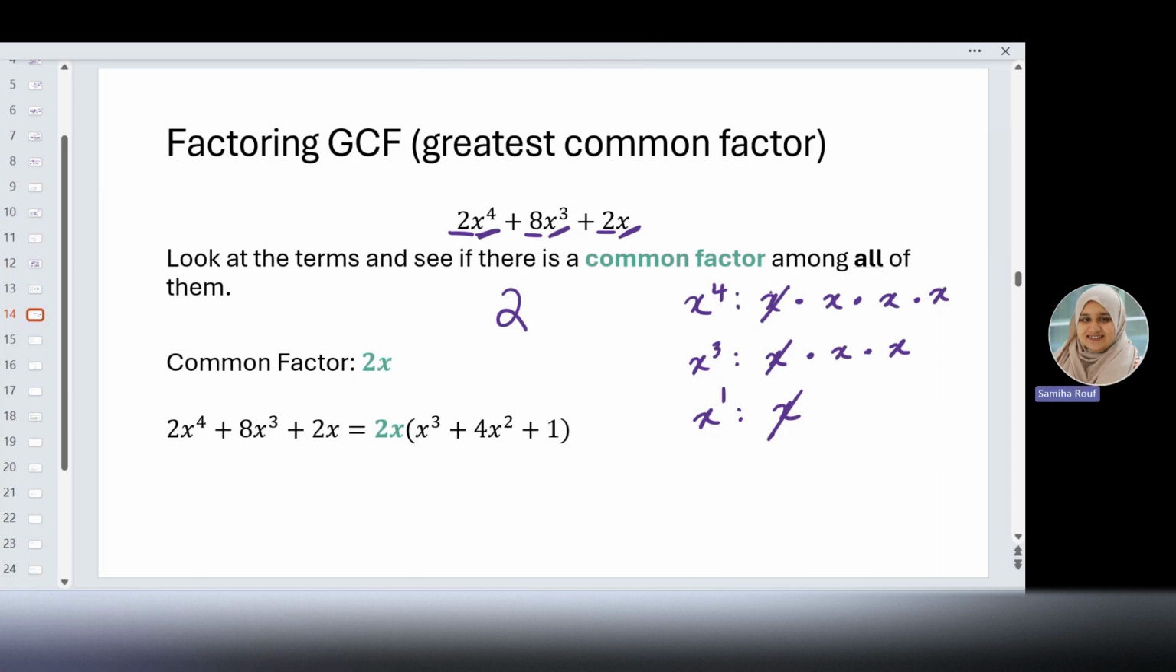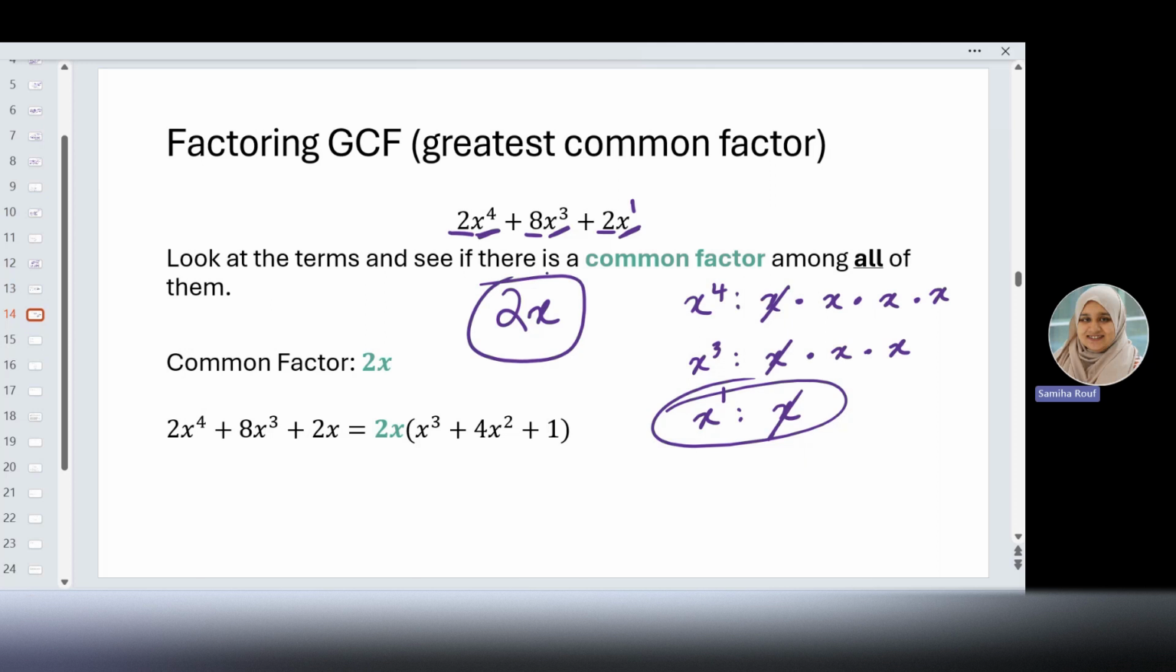So the greatest common factor of x to the power 4, x to the power 3, and x to the power 1 is x to the power 1. Generally speaking, when it comes to finding the greatest common factor of the variable, you choose the variable with the smallest power. So since among these we have x to the 4, x cubed, and x to the power 1, x to the power 1 should be part of my common factor.